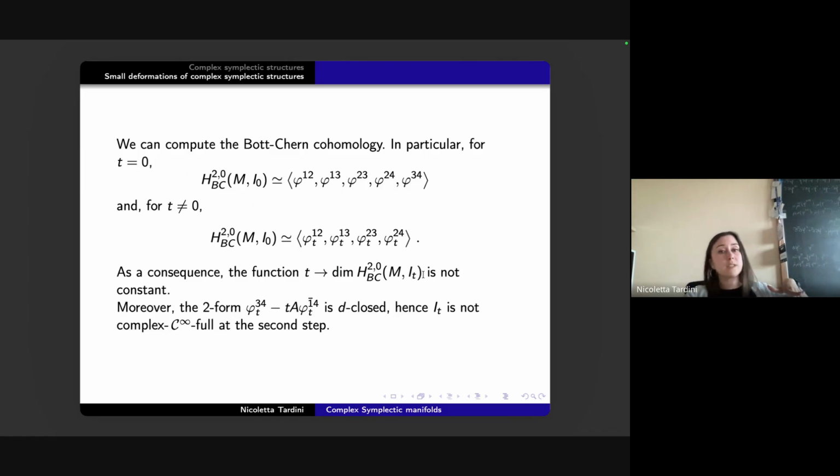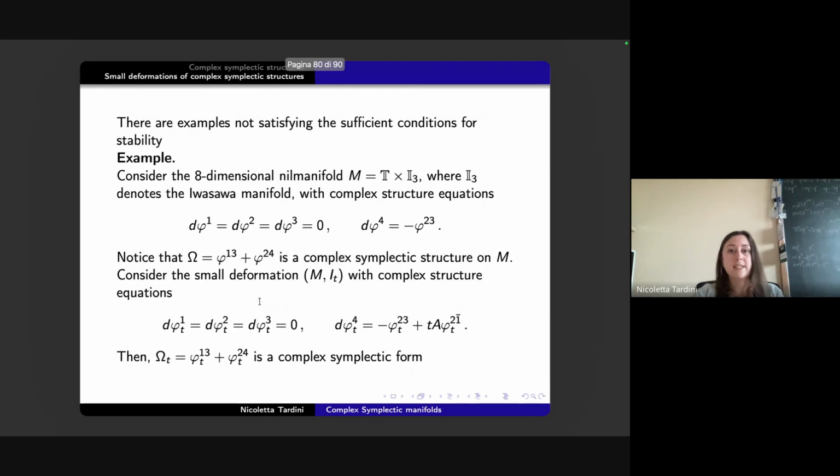Moreover, you can show that this 2-form, phi 3 4 minus t a, where a is a constant, take a equal 1, okay? Phi 1 bar 4, this is d-closed. So this means that the complex structure for t different from 0 is not complex-parallelizable at the second step, because we have this form that is of non-pure type. So we have this deformation that maintains complex symplectic structures, but it is not satisfying our sufficient conditions.